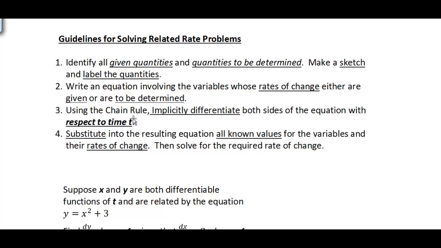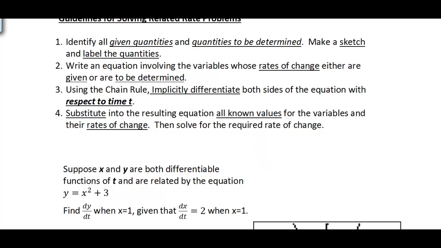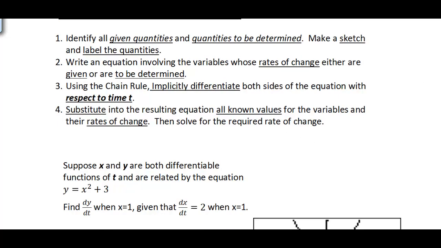After we have taken the derivative of both sides, be careful, once again, we're taking the derivative of both sides with respect to t. So we're going to treat this like we did when we did dy dx, but now it's going to be with respect to t instead of with respect to x. Once we've taken the derivative, we can substitute into the resulting equation all the known values for the variables and their rates of change, and then we can simply solve for the required rate of change, or whatever the particular unknown variable is.